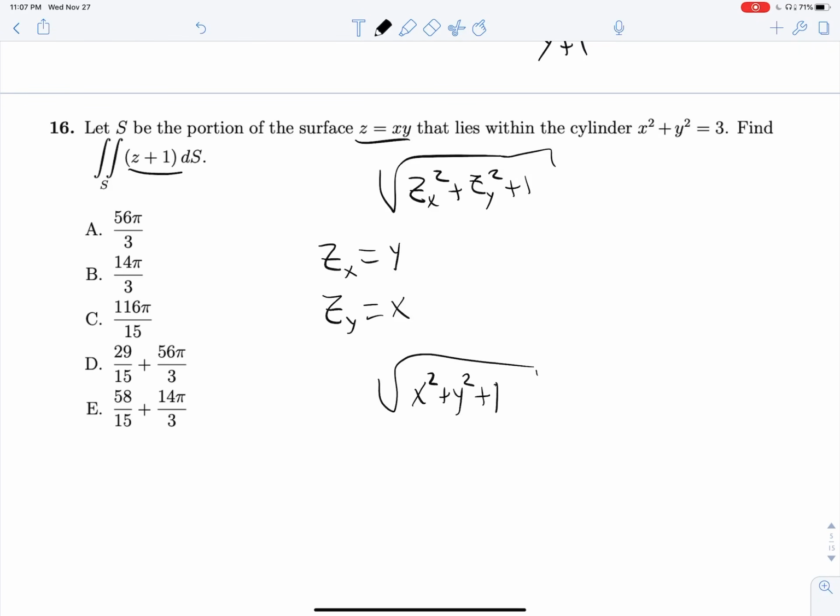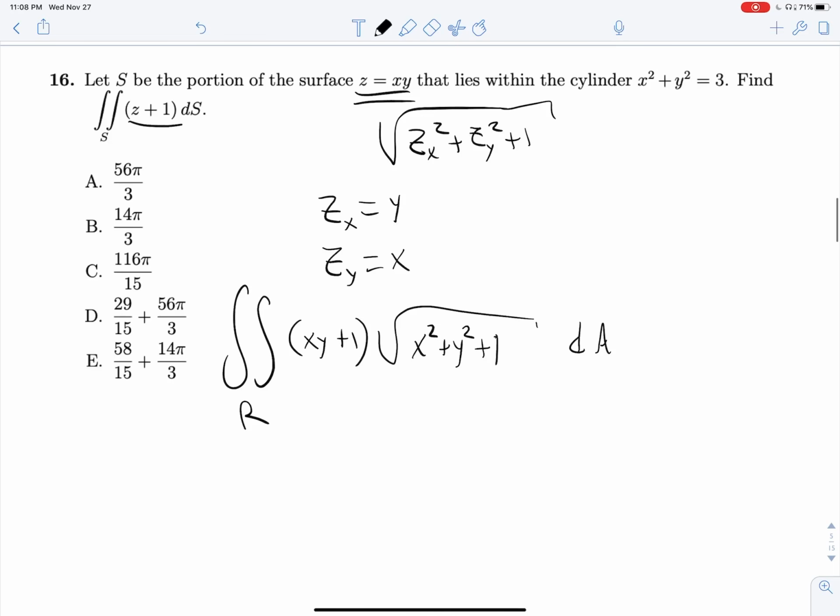And then we see that we already have a z plus 1 out here. And since we want this to be an integral over r dx dy, or maybe it'll end up being a polar integral, we don't know, so let's just keep that as dA. We want to get rid of this z because we're only dealing with x's and y's in this integral. So we know up here that z is equal to xy. So we are going to have xy plus 1 right there.